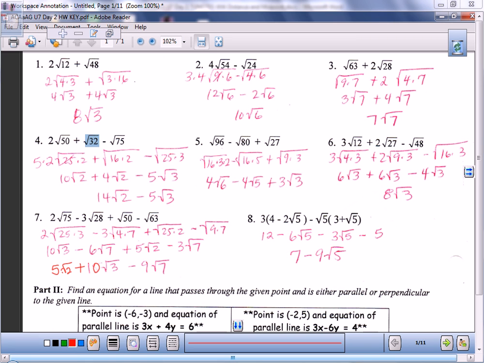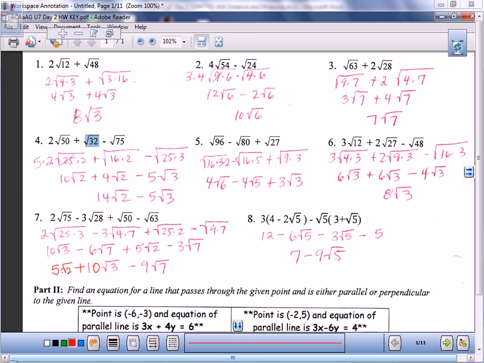All right. So the second line, when you took the square root of 25 and pulled out the 5, did you multiply it by the 2 and get 10 root 3? Yes. Okay. And then did you get negative 6 root 7? Yes. And then 5 root 2? And then negative 3 root 7? Yes. Okay. Last step is to combine just the things that are alike.